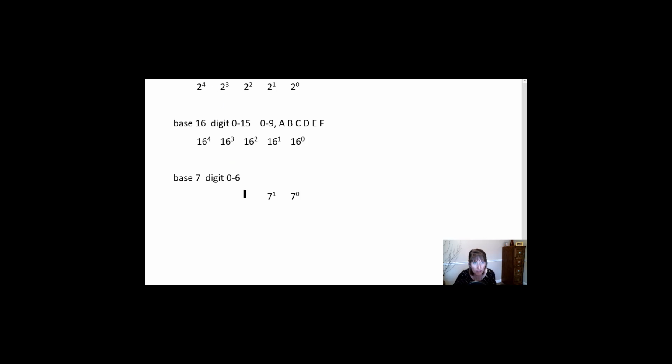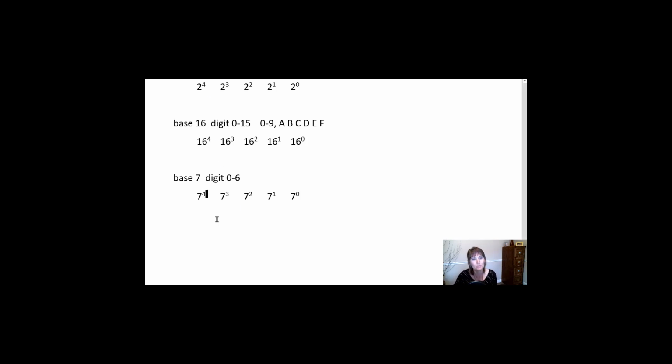Once you have the place values figured out, then you can do what is called the decimal expansion of the numbers. Another way to say this is you're converting it from whatever base it is to base 10, so something that we can work with.